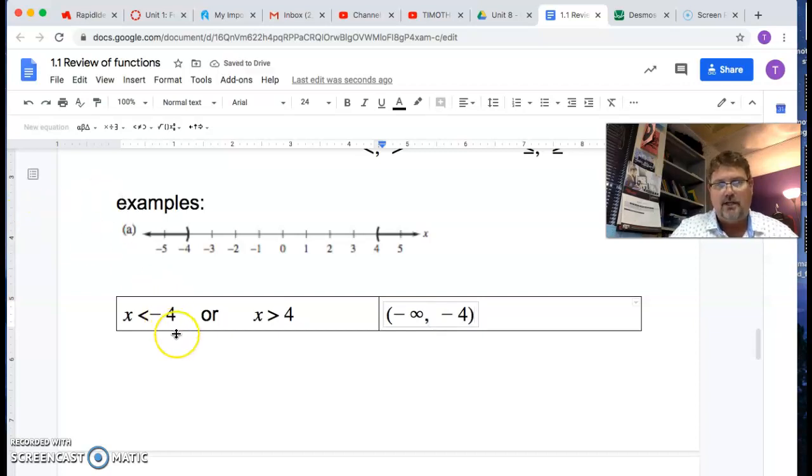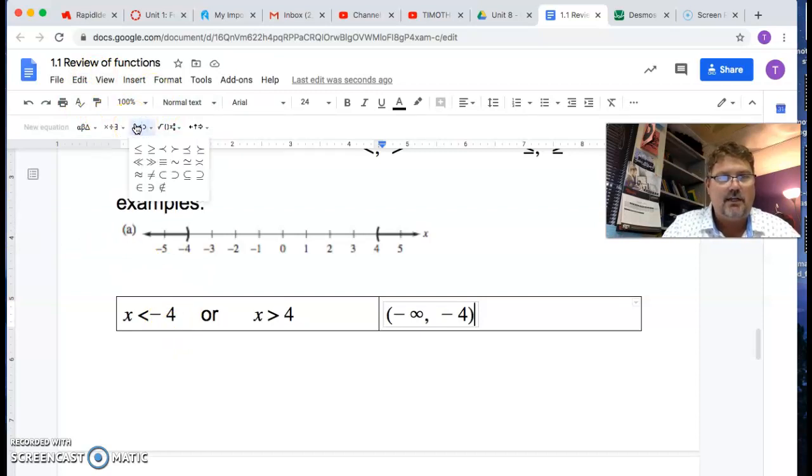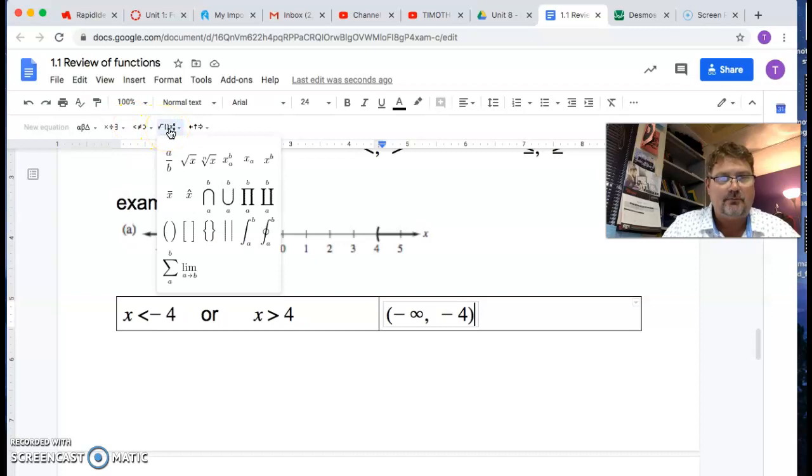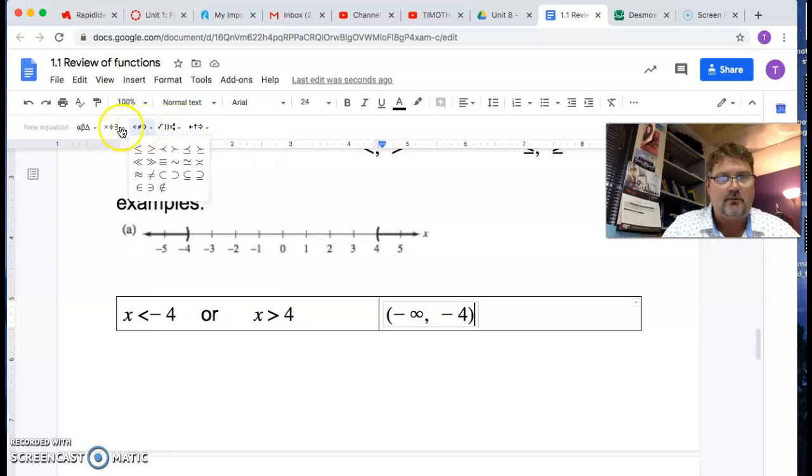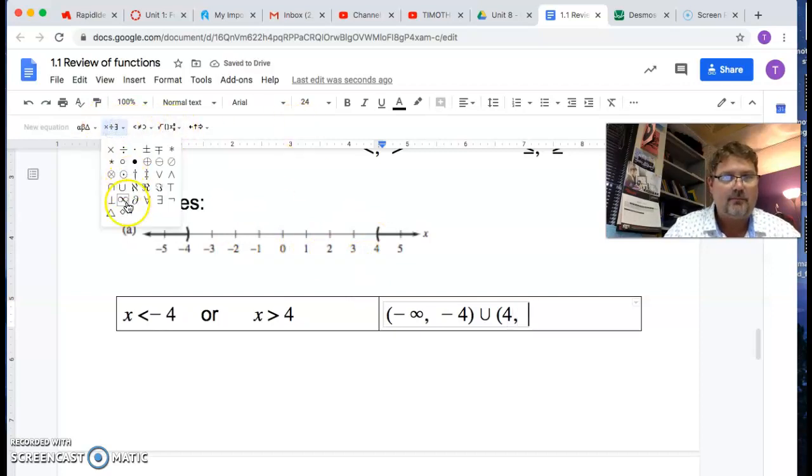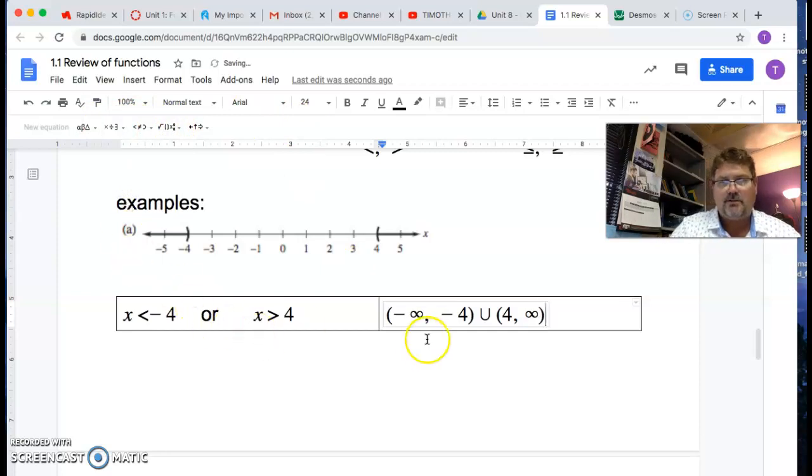Now, when you have an OR and you got to join two sets together, in this game we're playing here with this notation, you're going to need a union symbol. Oh, there it is. So there's your union. And we're going to pick up again at 4, and we're going to go to positive infinity. All right, so look, it reads from left to right. Negative infinity to negative 4, skip some space, 4 to infinity. So that's how that reads.